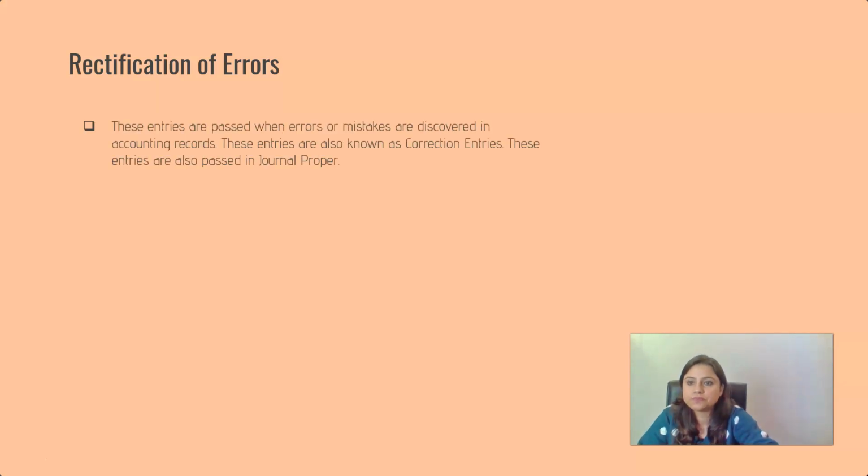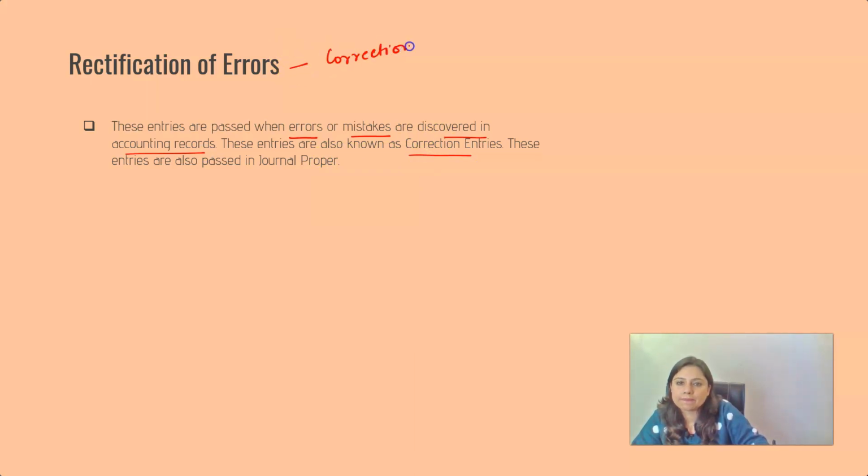So now starting with the rectification entries. And what are these rectification entries? Such entries are done in order to rectify the errors, if at all, committed while entering the transactions of the business. These entries are passed when errors or mistakes are discovered in the accounting records, and such errors can also be termed as correction entries.